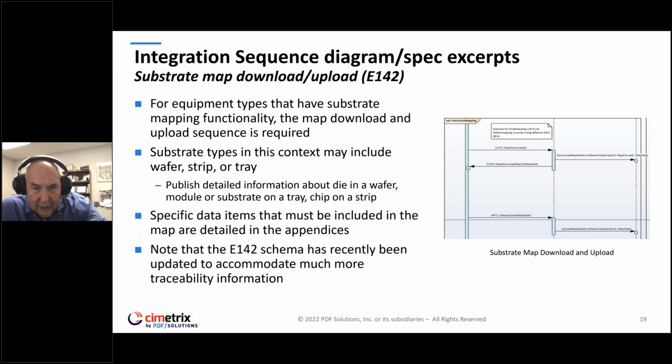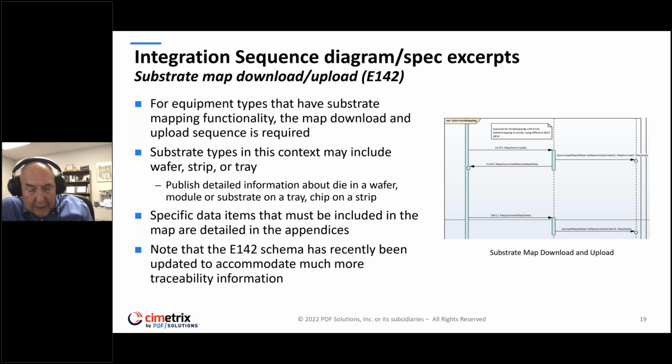For equipment types that need to map information that pertains to an individual component of the substrate, they need to be able to download an existing map, which gives you the status of information pertaining to that substrate to that point, and then update the content of that map, and then have that re-uploaded to the system for use by subsequent processes.